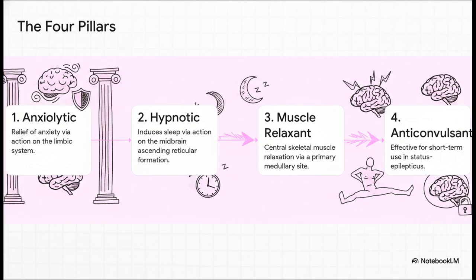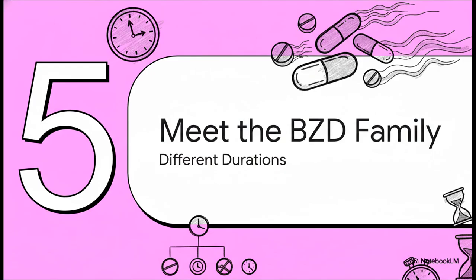First, they are anxiolytic. They relieve anxiety. Second, they are hypnotic. They help you sleep. Third, they are muscle relaxants. And fourth, they are powerful anticonvulsants used to stop seizures. Anxiolytic, hypnotic, muscle relaxant, anticonvulsant. Got it? Good. So this leads to a logical question.